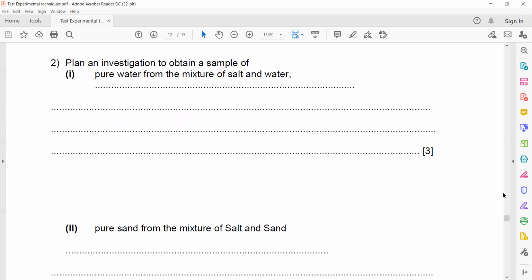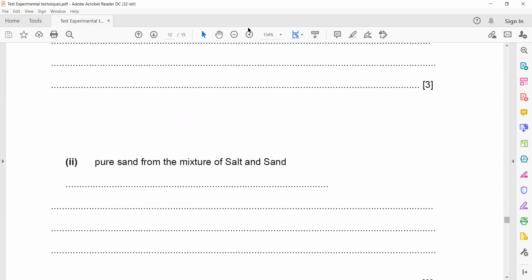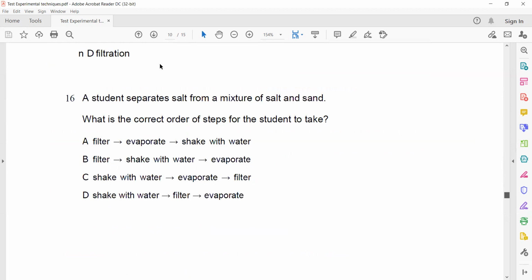Pure sand from a mixture of salt and sand. So this is the same thing as the MCQ, the last one, MCQ 16 was there. As you can see, we have a mixture of salt and sand. So what we did, we first shake with water, we filter to remove the sand, and we evaporate to remove the salt. So we want to obtain both.